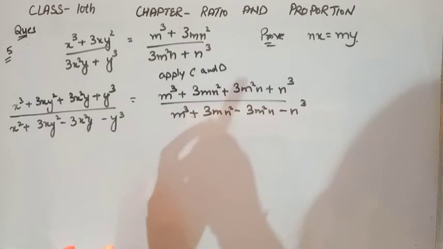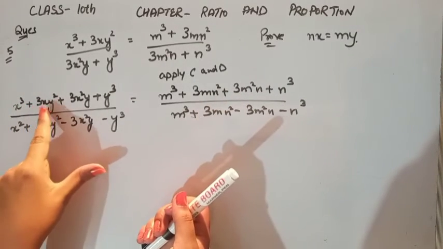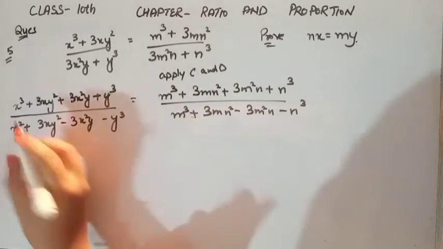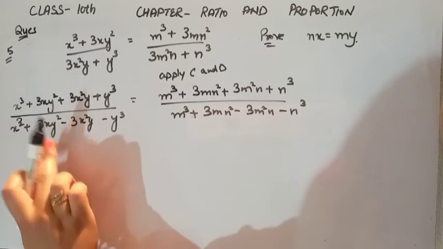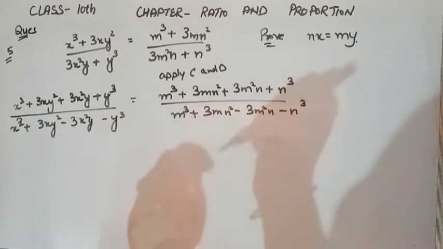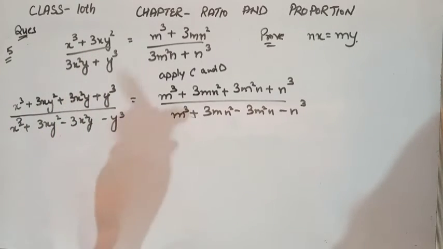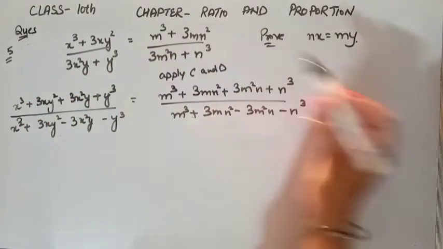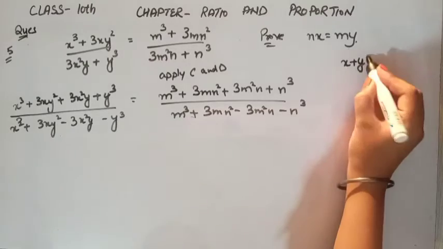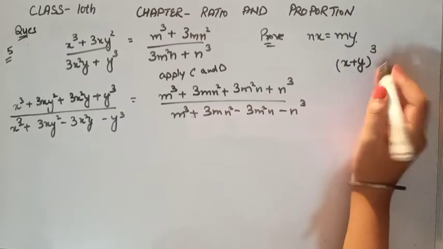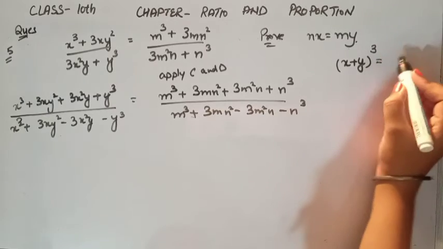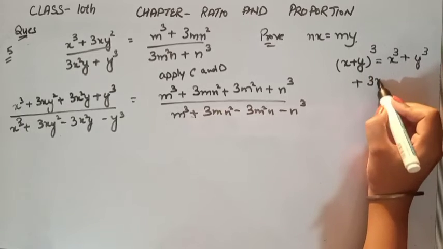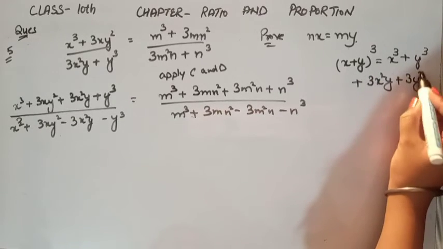So what has it become? x cube plus 3xy square plus 3x square y plus y cube upon x cube plus 3xy square minus 3x square y minus y cube. Can you resemble these two expressions with some formula? Can you remember it? The first expression is x plus y whole cube, because its formula is x cube plus y cube plus 3x square y plus 3y square x. This is the formula.